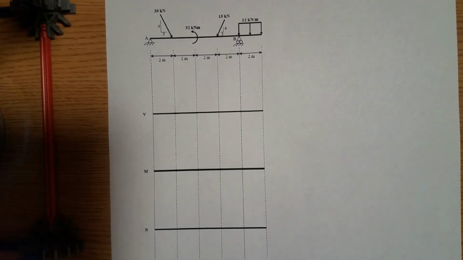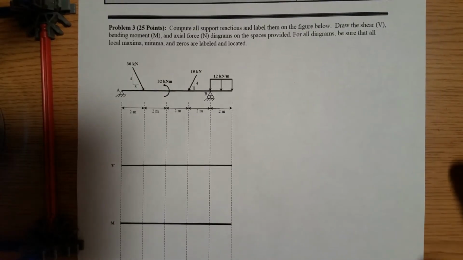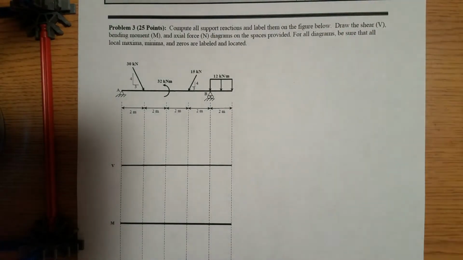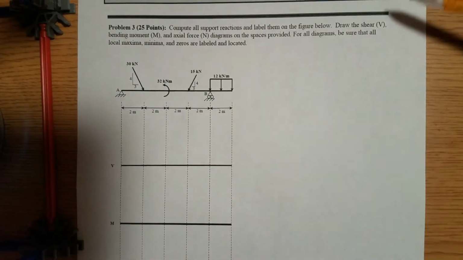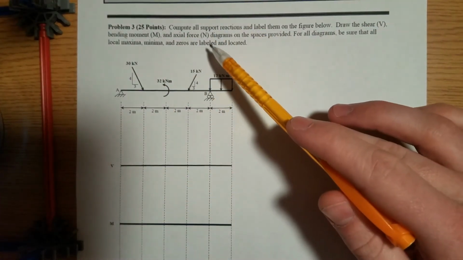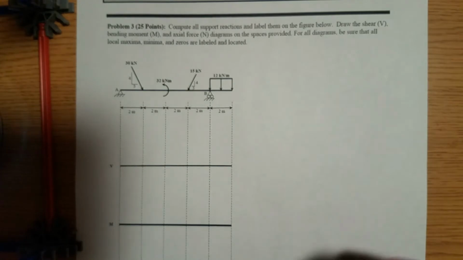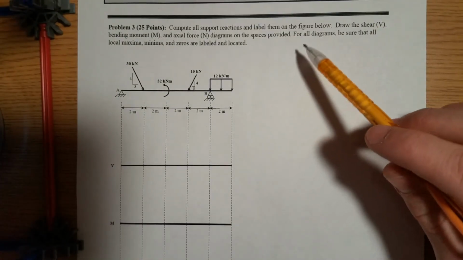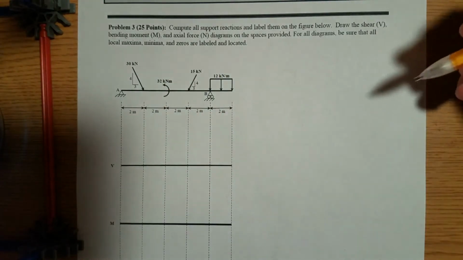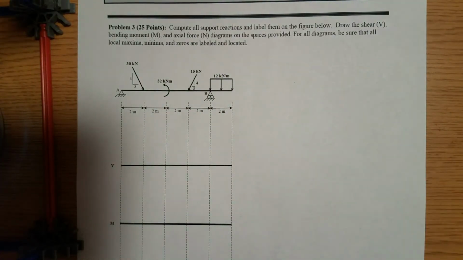But otherwise, this problem is not too bad if we take a look at it. So it says, compute all support reactions and label them on the figure below, this figure here. Draw the shear, V, bending moment, M, and axial force, or normal force, diagrams, N, on the spaces provided. For all diagrams, be sure that the local maxima, minima, and zeros are labeled and located. Well, that sounds like a lot, but ultimately, it's how we'd solve for them anyway. They just want to make sure we cover our bases and have everything included.